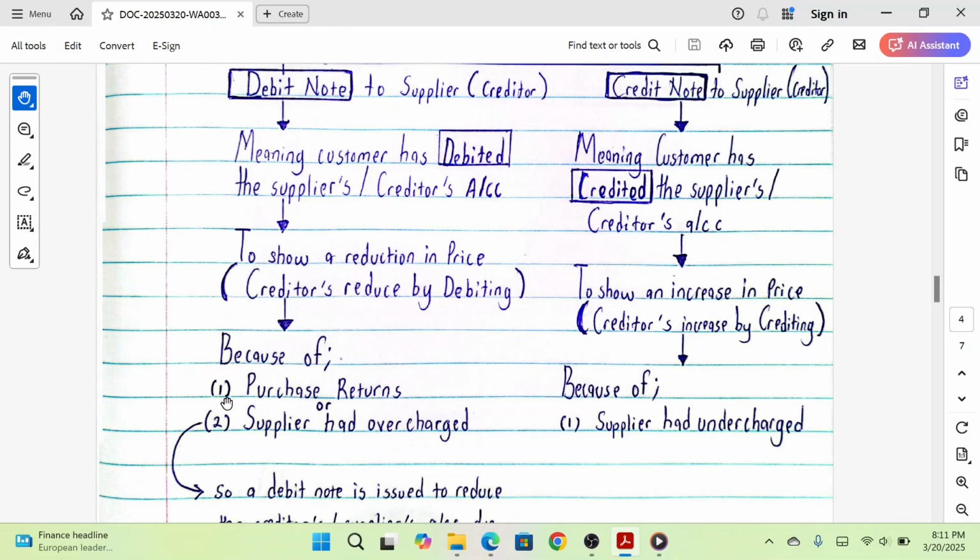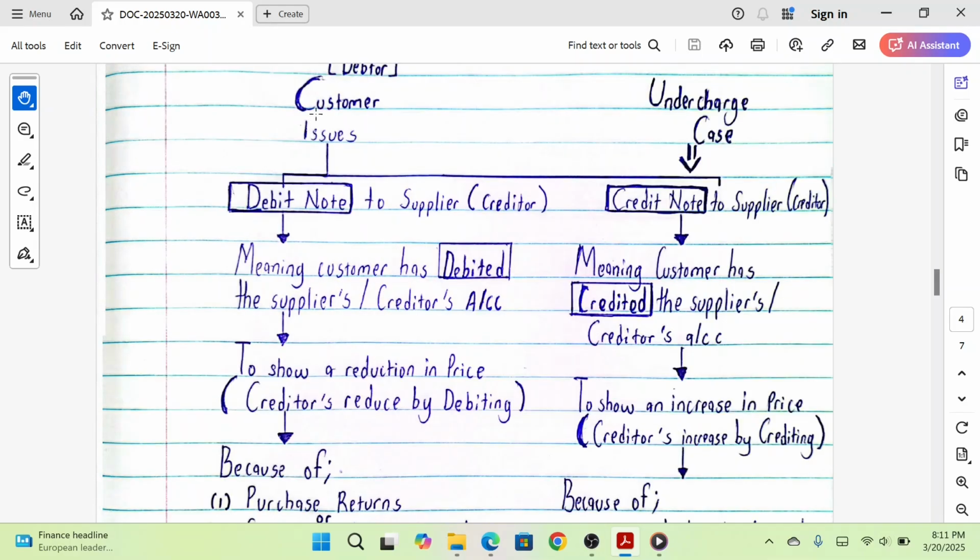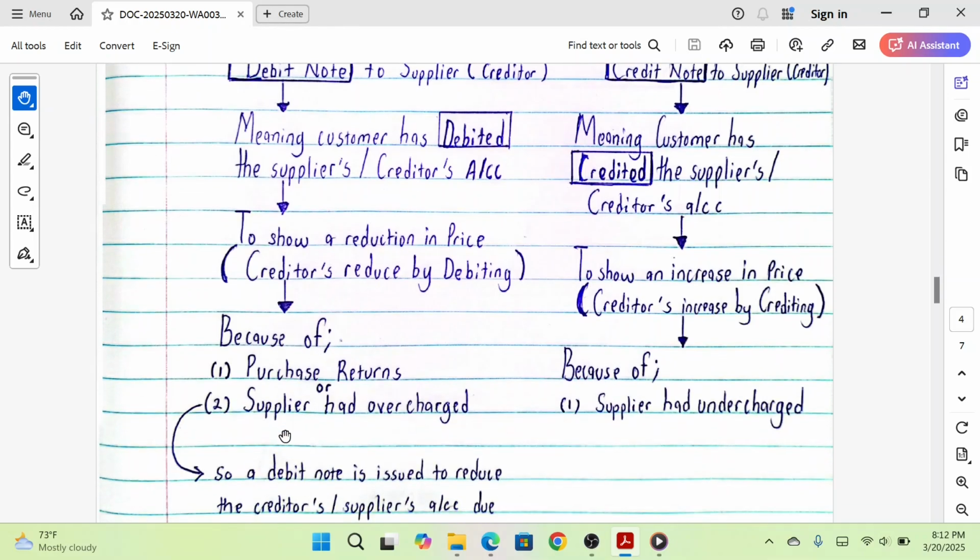It's because of purchase returns, when the customer has returned goods back to the supplier. So once this customer returns goods back to the supplier, what we shall call purchase returns, they get to credit the supplier to show that they are reducing the price of the total purchases of the goods they took from the supplier. So because of purchase returns, or it can be when the supplier had overcharged them.